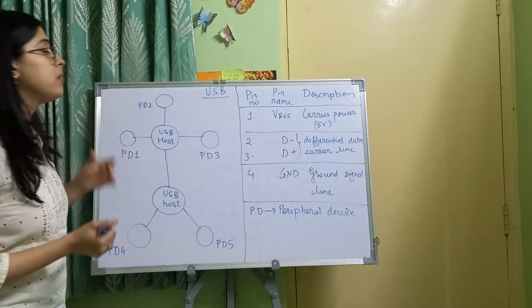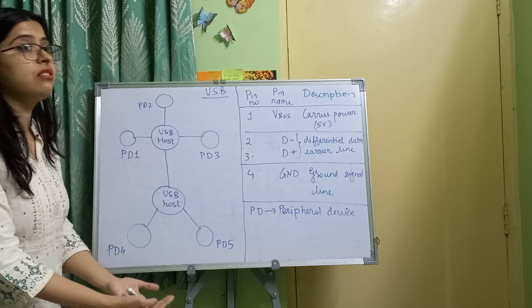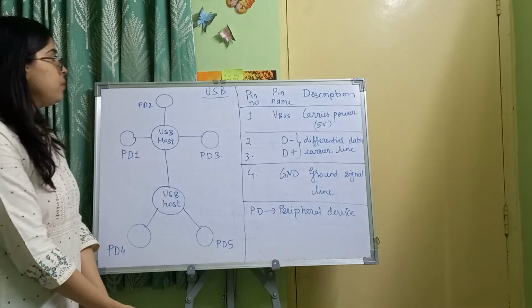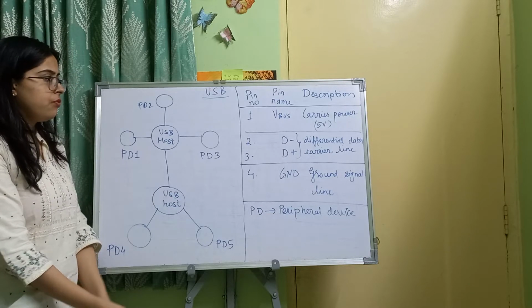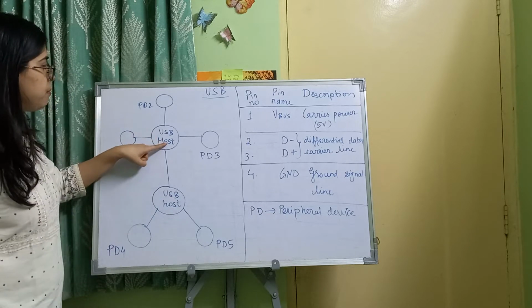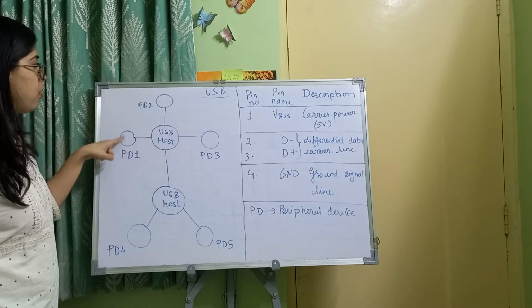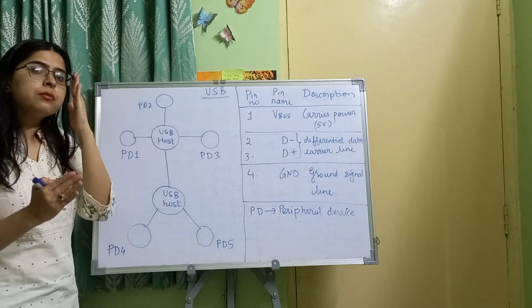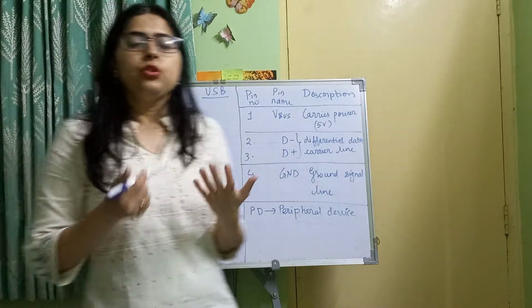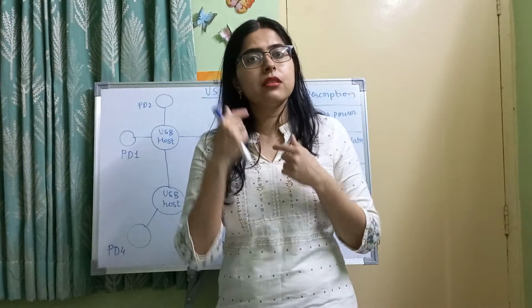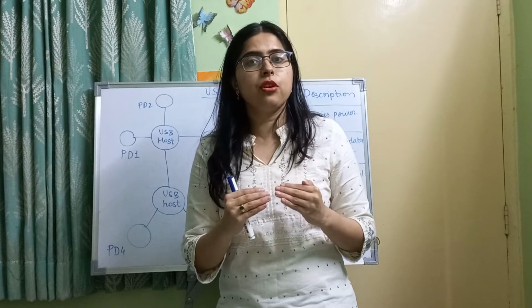Now how does it work? How is the data transmitted in the USB? First, the USB host polls the peripheral devices or slave devices. Polls means it checks whether the slave device is ready for communication.